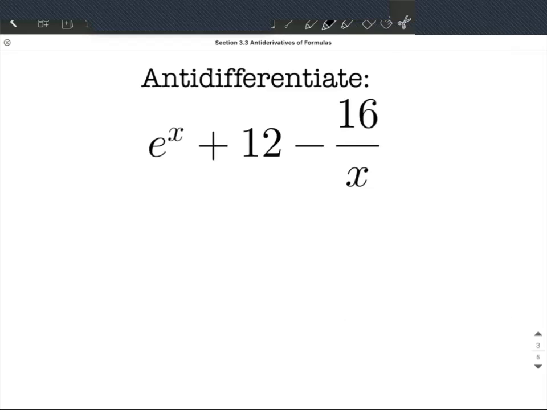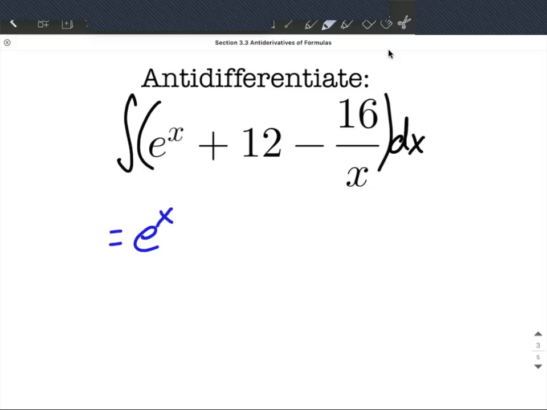Let's antidifferentiate this expression. As we do that, what they're asking us to do is actually find the antiderivative of this whole thing. So we could express this with integral signs instead. All right, so one term at a time, let's go through and find the antiderivative. So the antiderivative of e to the x is just going to be e to the x.